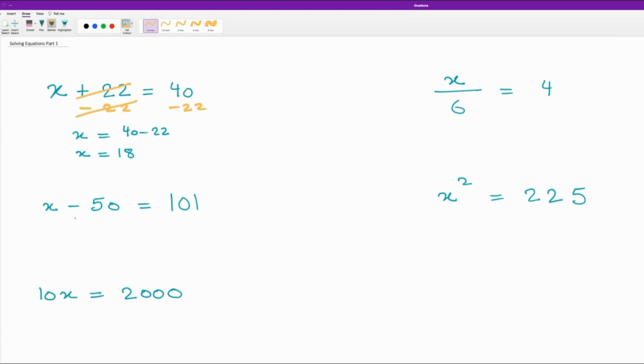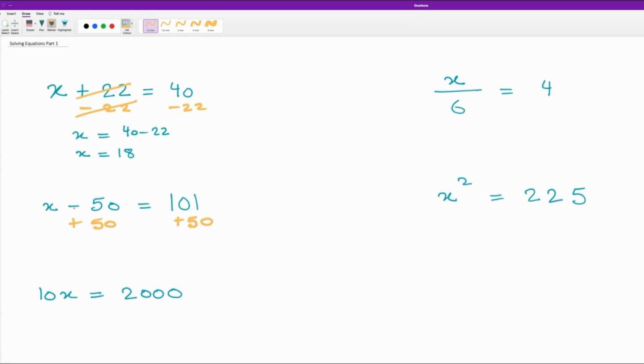Our second question has x minus 50 is equal to 101. Again, we have to isolate this x or keep it by itself. To keep x by itself, I need to move this minus 50 over to the other side. To move it over the equal sign, I need to do the opposite of minus 50. The opposite is plus 50, and I do that to both sides.